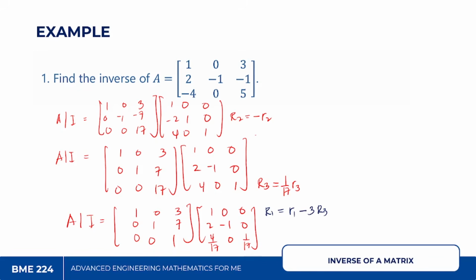So, pwede na to. We'll make this one 0. So, how about itong 7? So, for your new R2, that is, yung old R2 minus, ito magiging, dapat magiging 0 yan. So, 7 pa rin yan. 7, tapos yung R3. Okay?